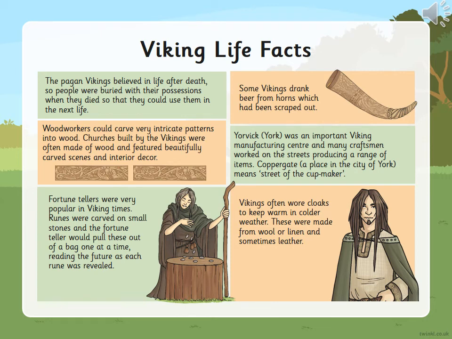Jorvik, or York, was an important Viking manufacturing centre, and many craftsmen worked on the streets producing a range of items. Coppergate, a place in the city of York, means Street of the Cup Maker. Vikings often wore cloaks to keep warm in cooler weather. These were made of wool or linen, and sometimes leather.